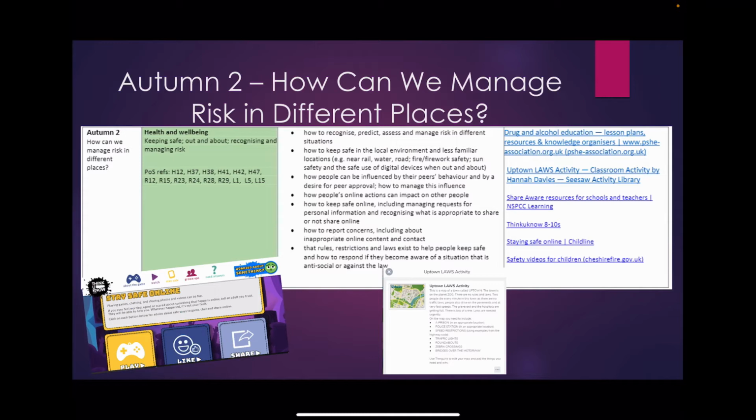To do this, we will use websites like Think U Know for all the online safety advice, and we will also use some videos from the NSPCC website called Share Aware, where the children watch some videos about what might happen if they share inappropriate things online.